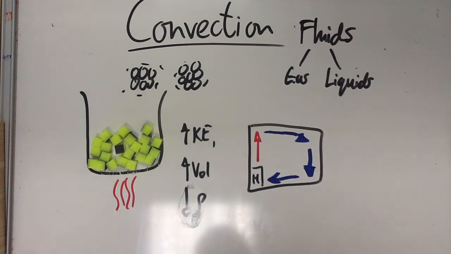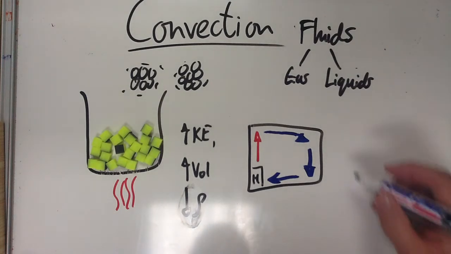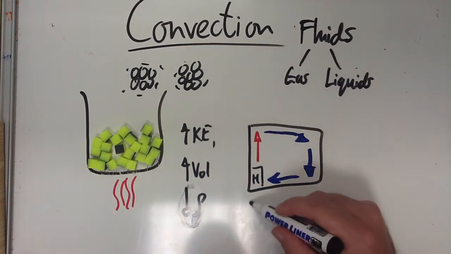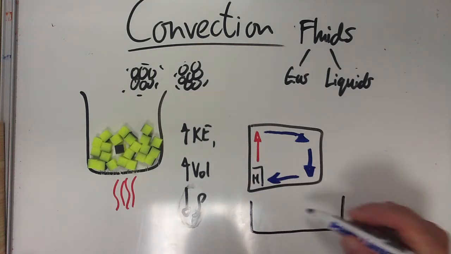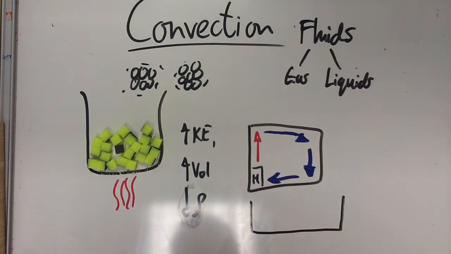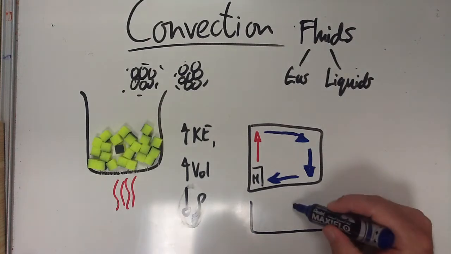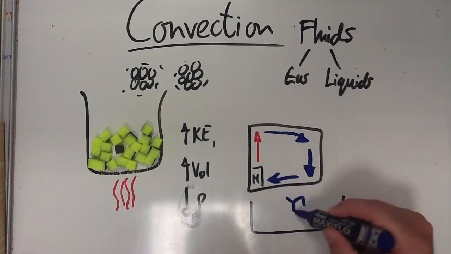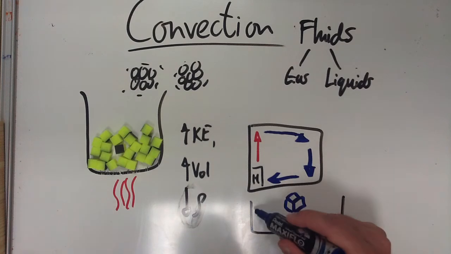Wind is a convection current. We have convection currents in water, the Great Ocean Current. So if you've seen Finding Nemo, the Great Ocean Current with the turtles, that is a convection current. Boiling tea, boiling rice, all those sorts of things.